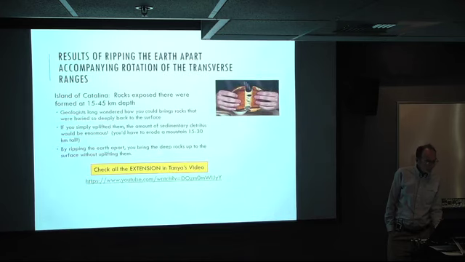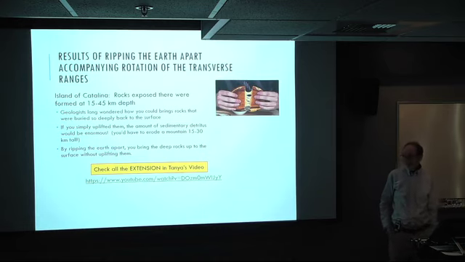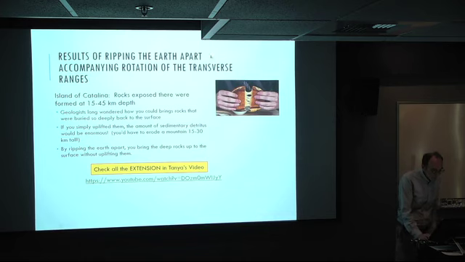Here's another example. So, results of ripping the earth apart accompanying rotation of the transverse ranges. Island of Catalina: rocks exposed there were formed at 15 to 45 kilometers depth, 20 to 30 miles. Geologists long wondered how you could bring rocks that were buried so deeply back to the surface. If you simply uplifted them, you'd have to erode off miles, 30 miles of rock. And where is that sand that you'd erode? By ripping the earth apart, you can bring the deep rocks up to the surface without uplifting them, by pulling them apart. And that's just Tanya's same model.